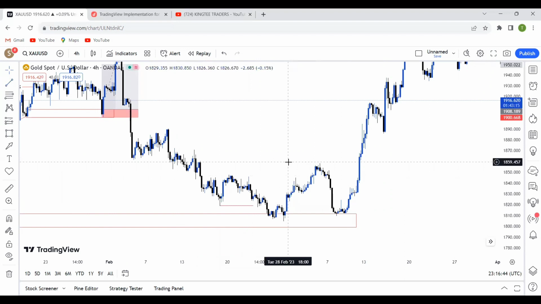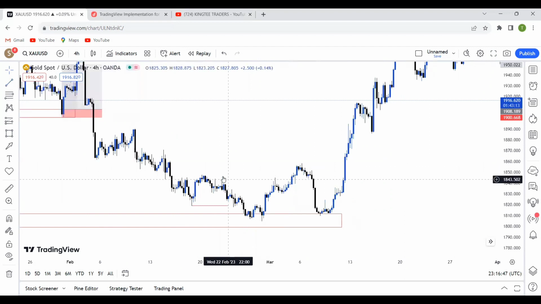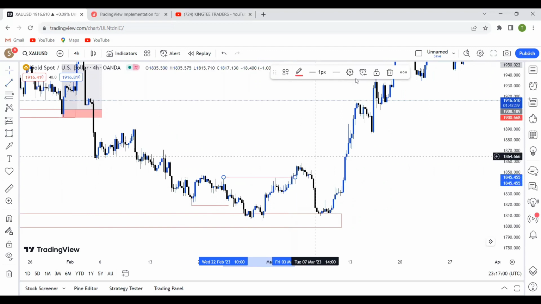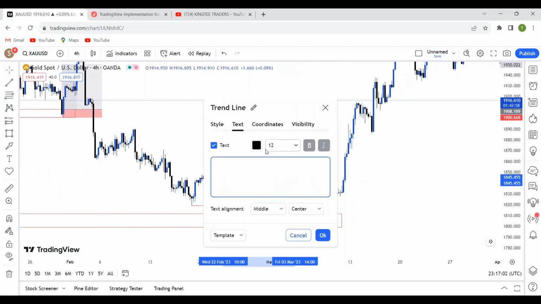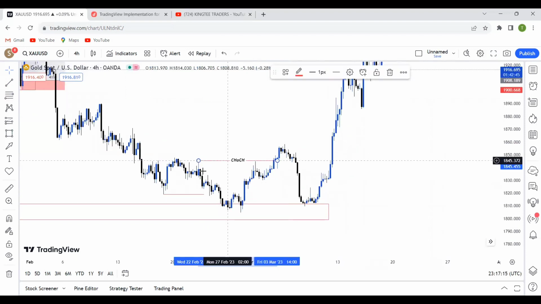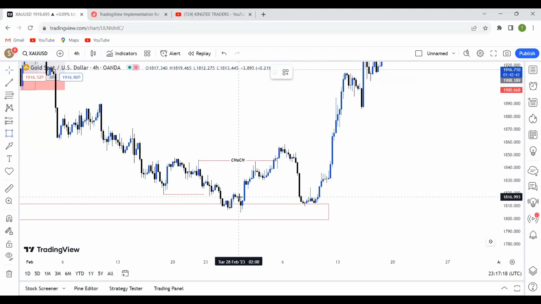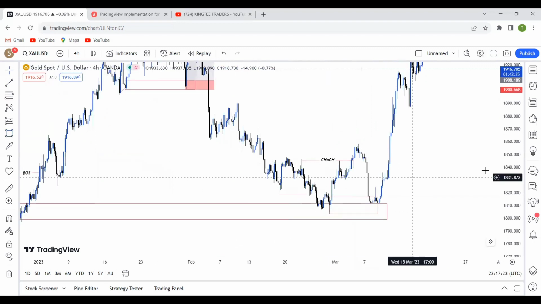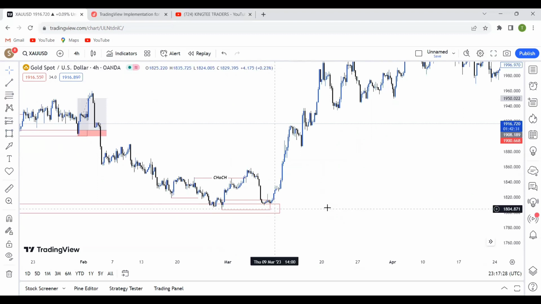So from this break of market structure, obviously my order block was supposed to be this last bullish candlestick. But look at what happened. The market just reacted on this order block, and later the market violated that order block. So I'm going to take this as a change of character. This is my change of character. So after a change of character, I'm going to have my order block here, which is the last bearish candlestick.